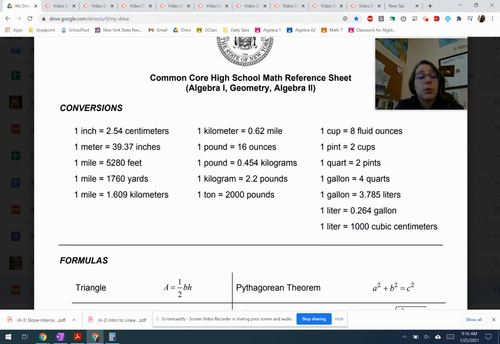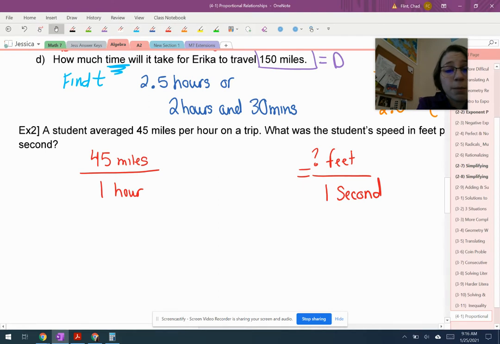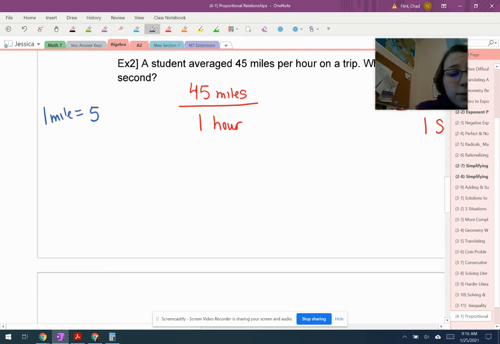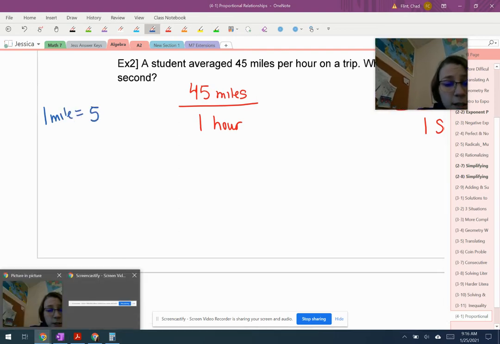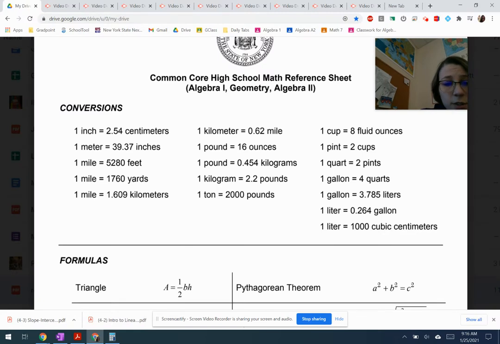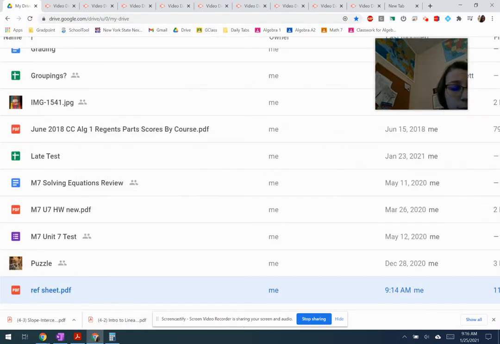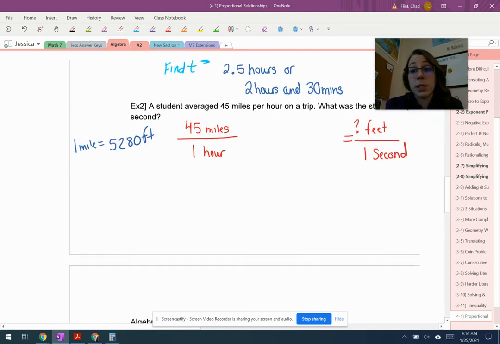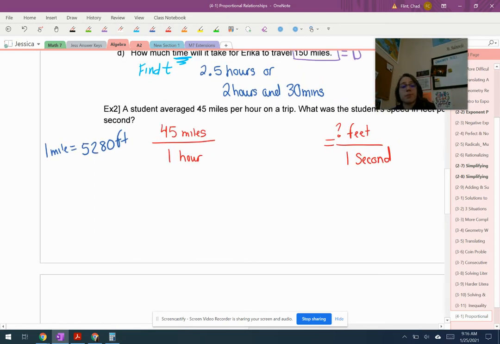So 1 mile is equal to 5,280 feet. So I'm going to write that down. So I know off to the side that 1 mile equals 5,280 feet. Be specific. Always be specific and label stuff with these.